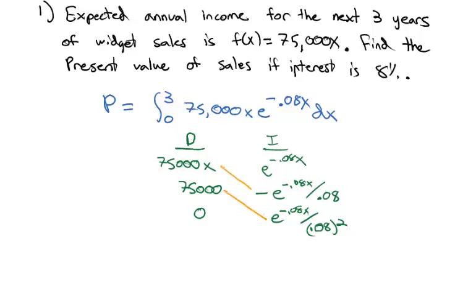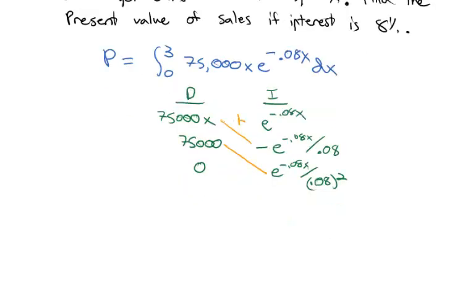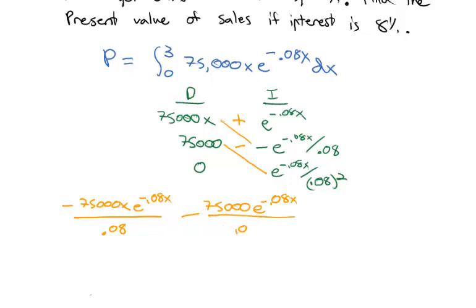Tic-tac-toe. First one's positive, next one's negative. We have negative 75,000x e to the negative 0.08x divided by 0.08 minus 75,000 e to the negative 0.08x divided by 0.08 squared. And we're going to evaluate that from 0 to 3.